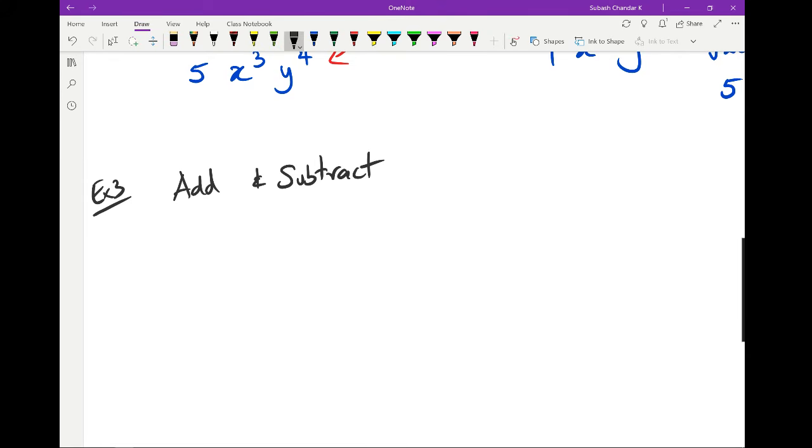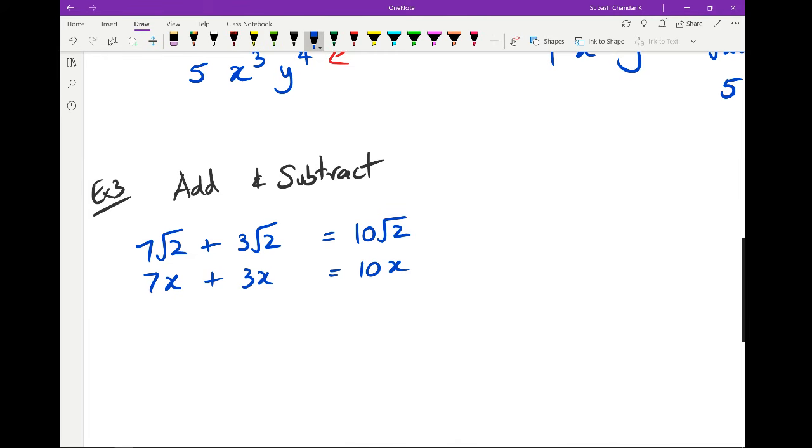Now I'm gonna be honest, guys. I don't really want to spend too much time on this. Maybe one or two examples. But basically, if you have something like 7 root 2 plus 3 root 2, then this is equal to 10 root 2. The reason is because this is the similar idea of 7x plus 3x, which equals 10x, because that root 2 becomes your like term.